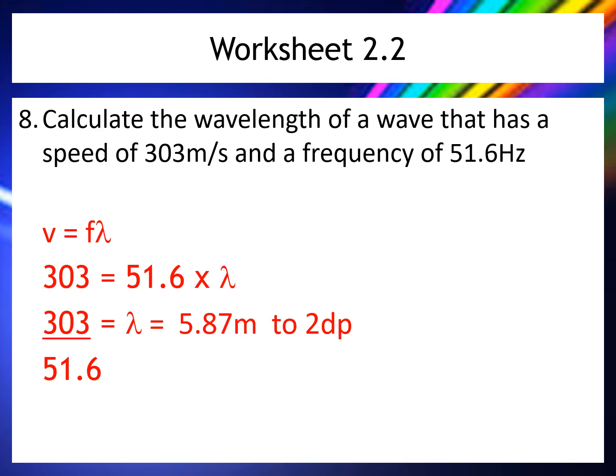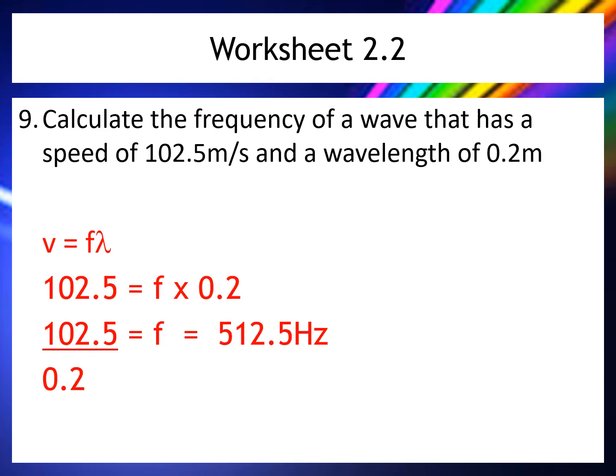At this point, if you get stuck with rearranging, but you've got the numbers in the equation correctly, then in an exam you would get marks because you got the physics right. You would then lose the last mark for getting the maths wrong, but you would at least leave the exam with some of your marks. So this is really important. Here I've got 303 divided by 51.6 gives me 5.87 meters to 2 decimal places.